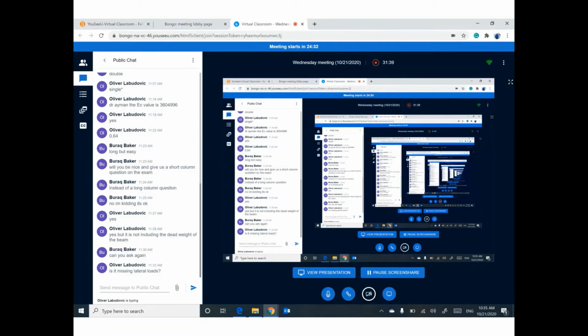No, it's not lateral load. In this course, we are not considering wind or earthquake. It's more advanced level. I hope we can cover this level in the capstone project.